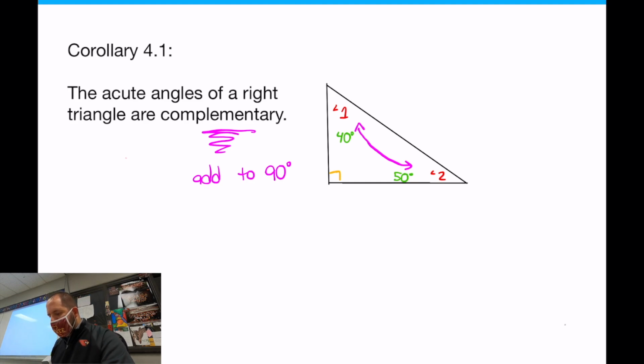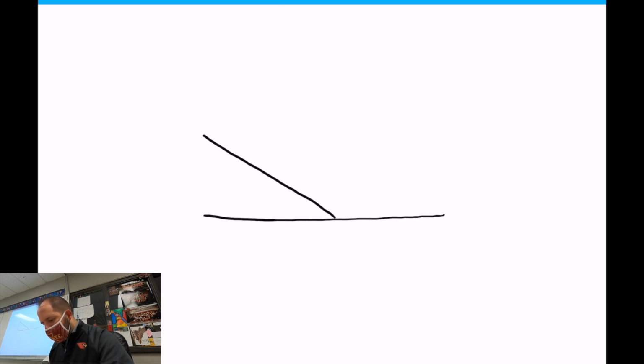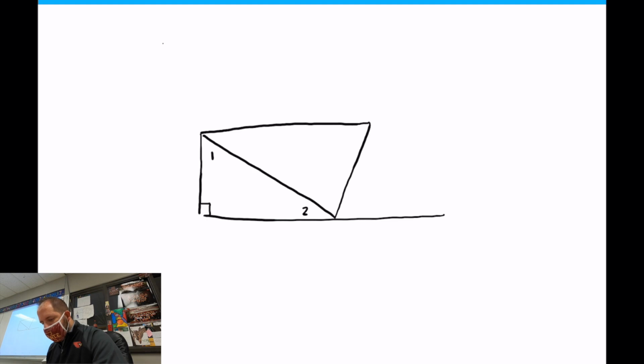Okay, all right, so here's what we have. Let's get rid of all that. Let's go black. All right. So let's say here's what we have. Angle 1 is angle 2. And let's say this is 50 degrees. And this is 60 and 80. All right.